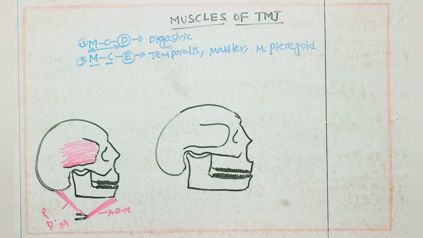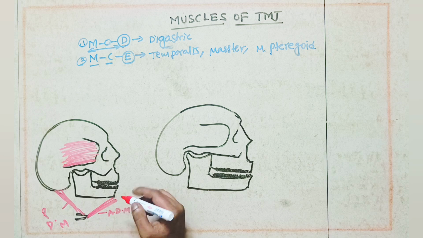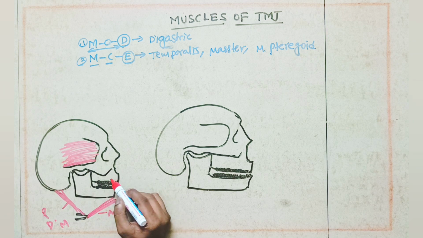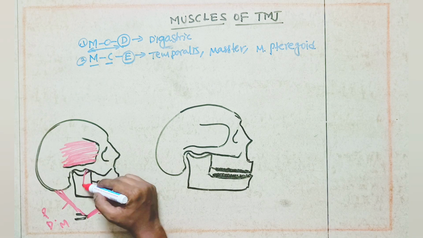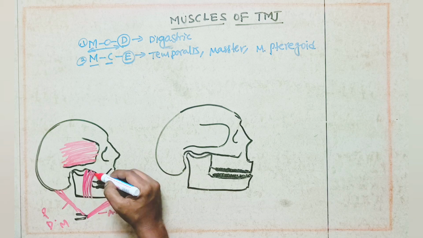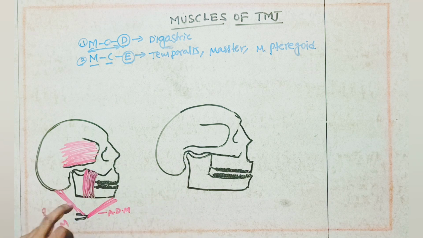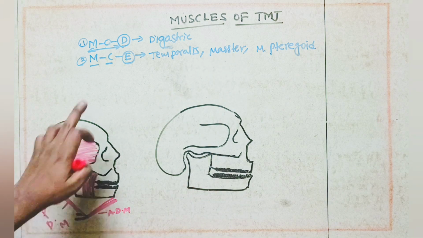At the same time, the masseter muscle is present here. This is the zygomatic bone, this is the maxilla, this is the zygomatic bone. From the zygomatic bone to the mandible, the masseter muscle will be like this. So the masseter muscle is also going to be helpful for the mouth closing.